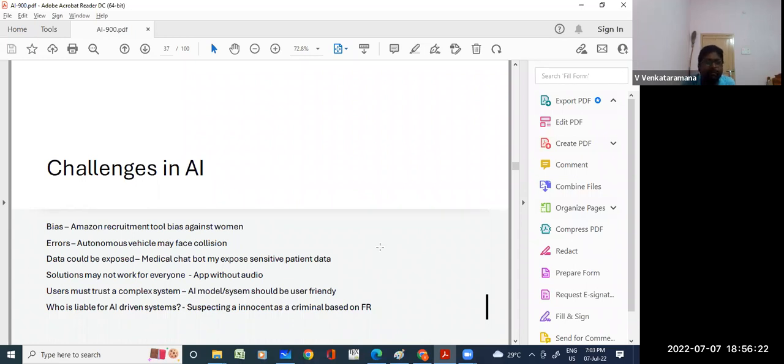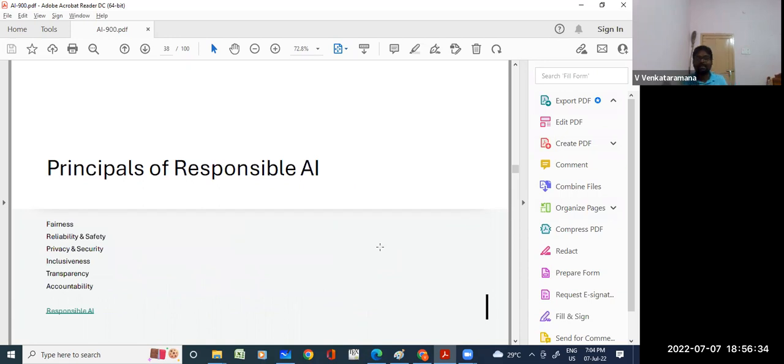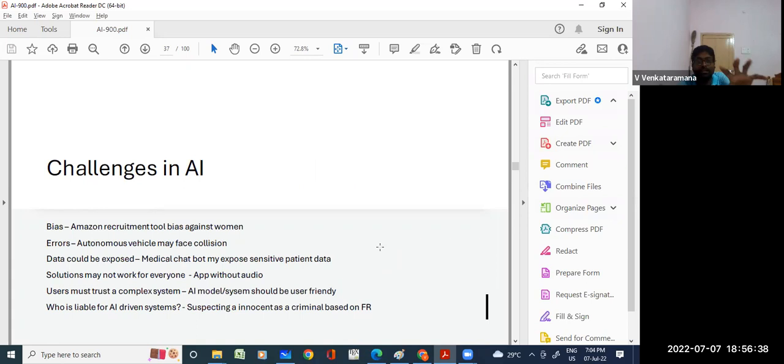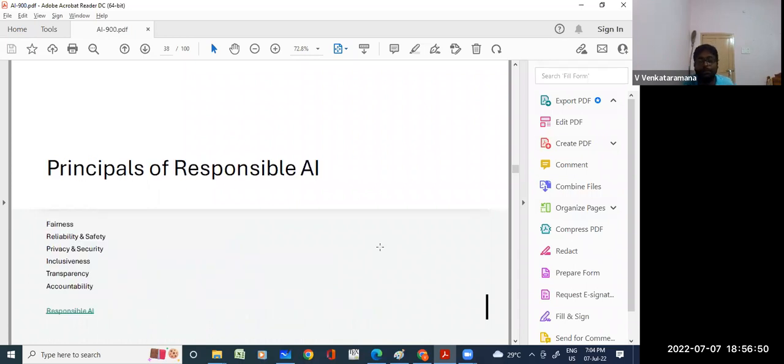And who is liable for the AI-driven system? You developed an AI application and something goes wrong. Who has the responsibility? So these are all challenges in AI. To address all these challenges, there are some principles. You have to build AI that is more responsible. Your AI must be a responsible AI. So what are the different principles of responsible AI?